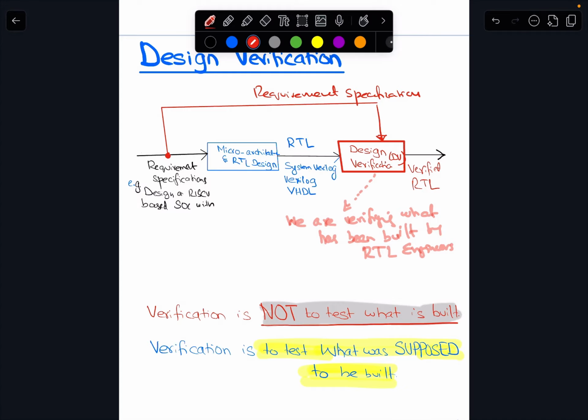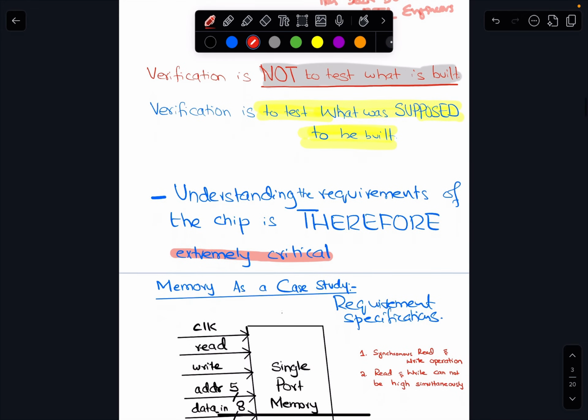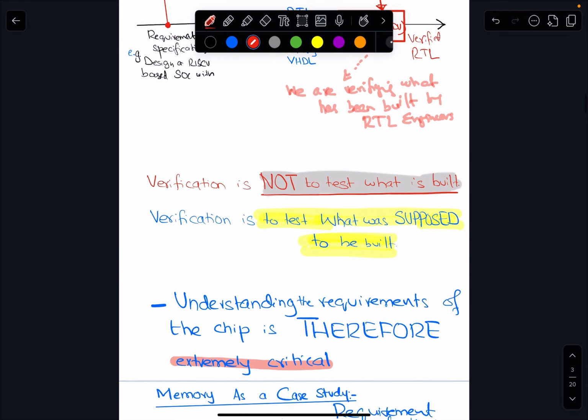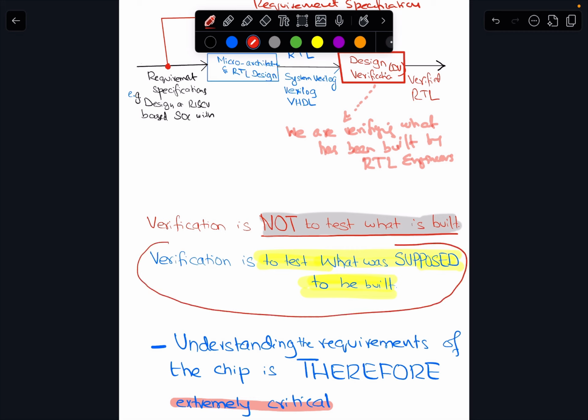Okay, so verification is to test what was supposed to be built. Therefore, understanding the requirements of the chip is extremely critical. The RTL engineer doesn't have to spend a lot of time understanding the requirements, and so just to make sure that it is verifying what was supposed to be built.